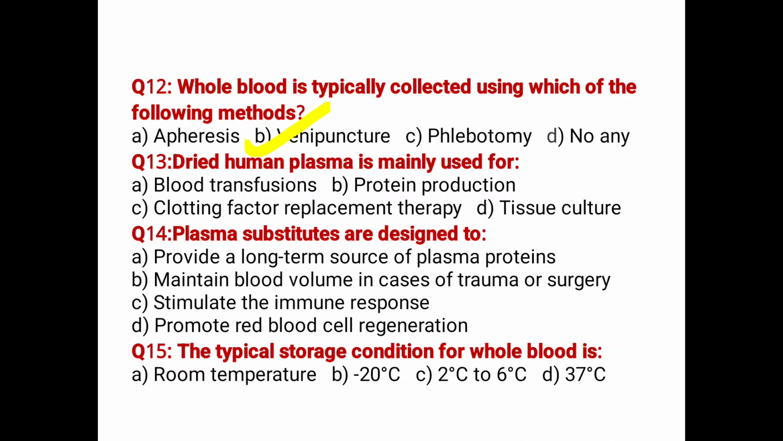Next, dried human plasma is mainly used for: A, blood transfusion; B, protein production; C, clotting factor replacement therapy; and D, tissue culture.